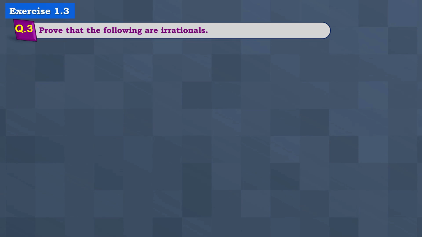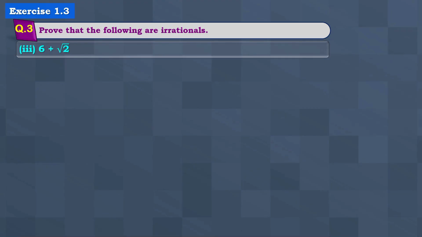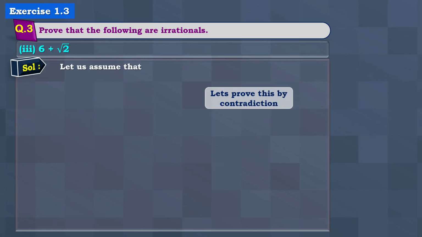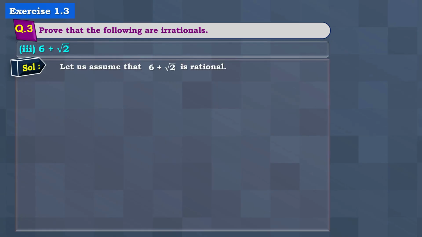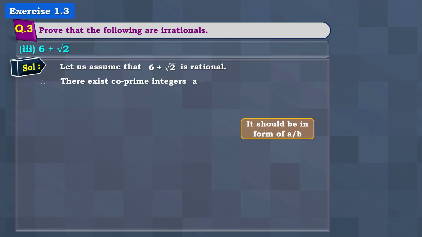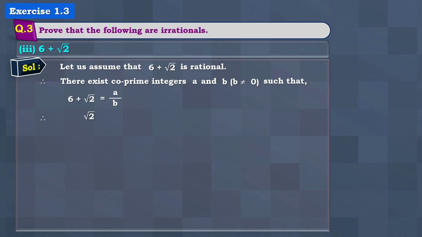Question 3, Part 3. Prove that 6 plus root 2 is irrational. Let us prove this by the method of contradiction. Assume that 6 plus root 2 is a rational number. Then there exist two coprime integers a and b, where b is not equal to 0, such that 6 plus root 2 can be written in the form a divided by b. Now subtract 6 from both sides. We get root 2 equal to a divided by b minus 6. Write 6 as 6b divided by b. So root 2 becomes a minus 6b divided by b.